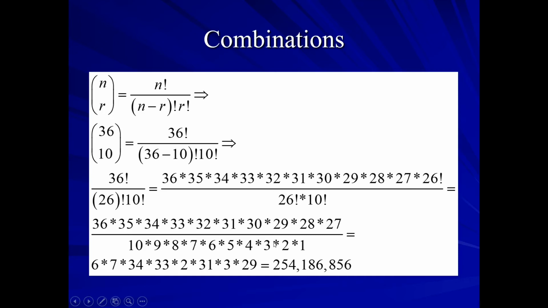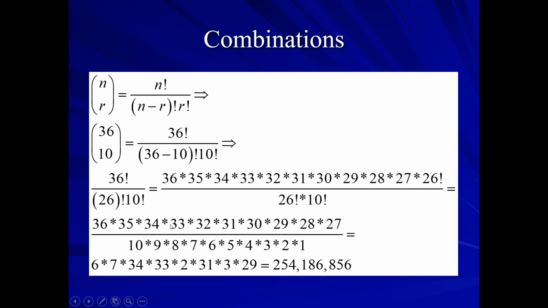And now we can begin to cancel things. Perhaps we cancel the 30 with the 10, and that would leave a 3. And perhaps the 27 and the 9 cancel, and that would leave a 3. And 8 and 32 would leave a 4. And 7 and 35 would leave a 5. And 6 with 36 would leave 6, etc., etc.